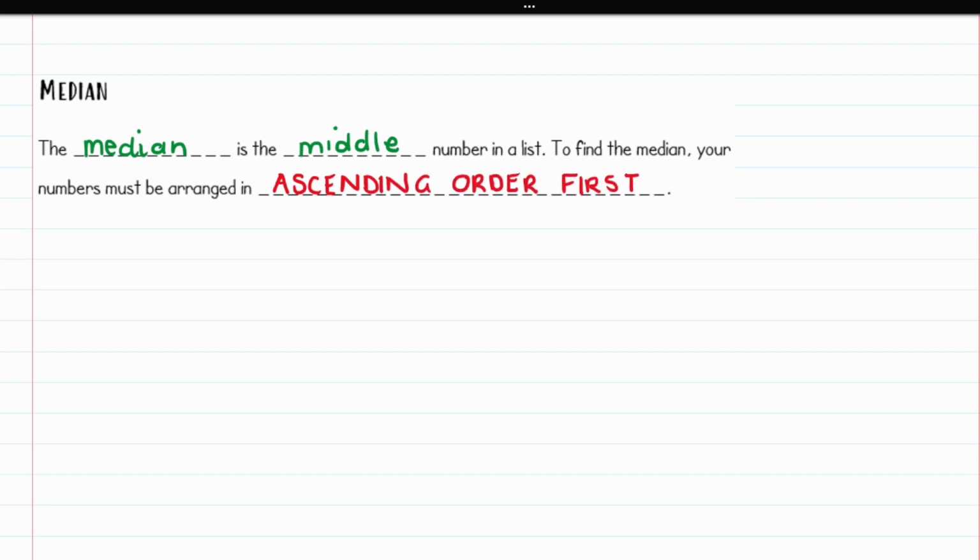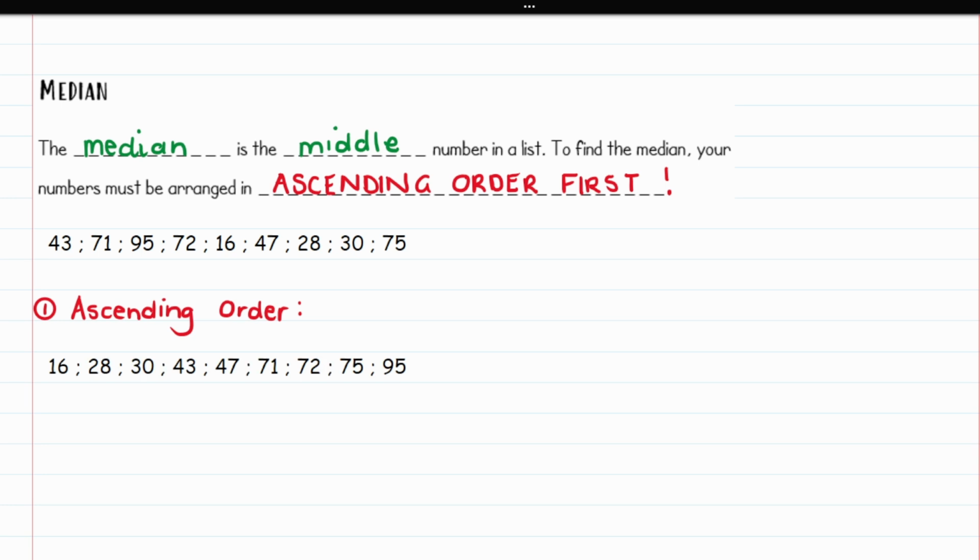Let's practice with the following set of data. So like our note says, we need to place this in ascending order first, which means that our list now looks like this: 16, 28, 30, 43, 47, 71, 72, 75, and 95. Now, there are a couple approaches you can take to finding the number in the middle. The first way is to ask yourself how many numbers there are in the list. In this case, we have 9 numbers. So half of 9 is 4.5, so that means that our middle number should be after the 4th place.